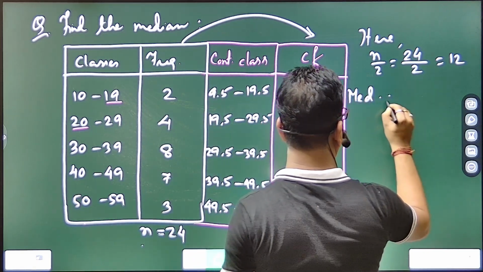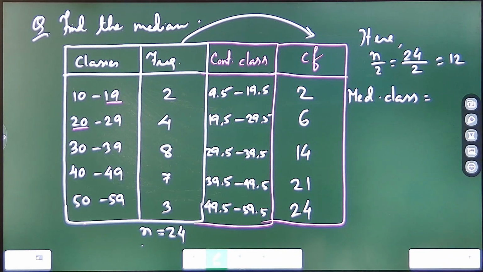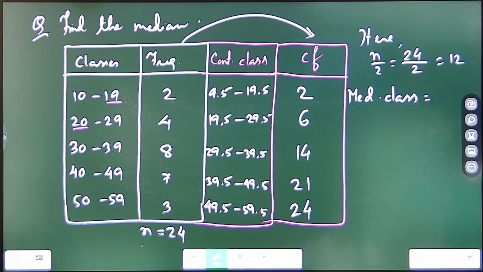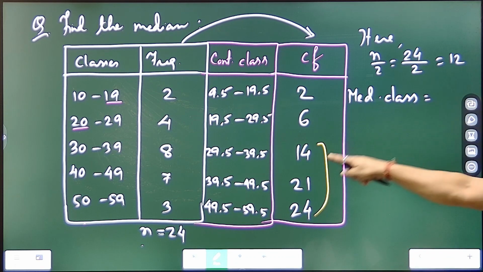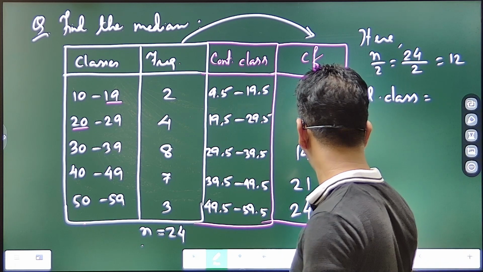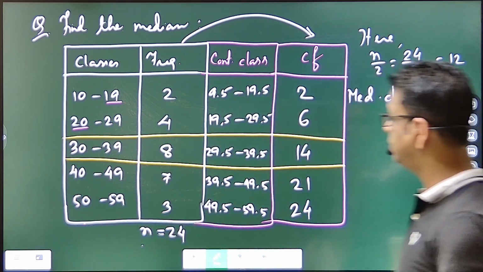Now try to find the median class. Could you remember the process? Now where do you have to look? In the CF column. What to see? The number that is greater than and nearest to 12. Which numbers are greater? These numbers are greater than 12. Nearest which one? 14. So that 14, wherever it is, simply highlight. So this is your median class.